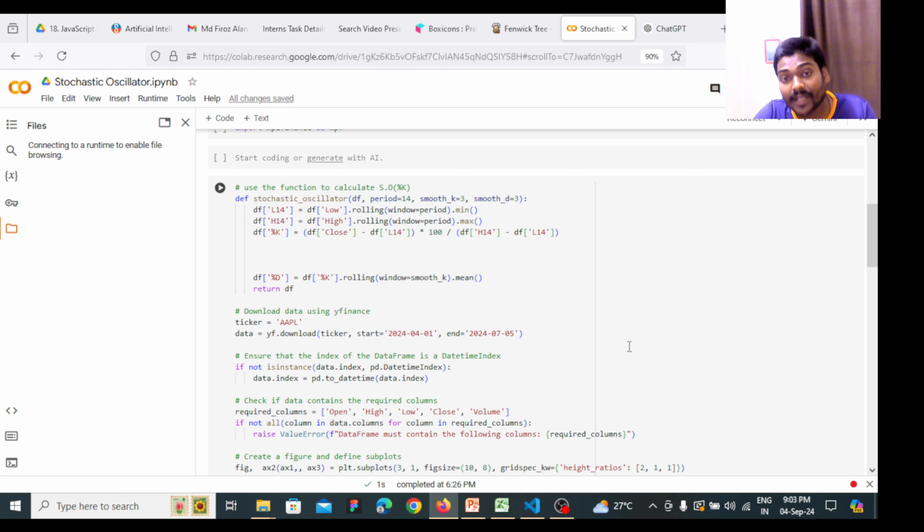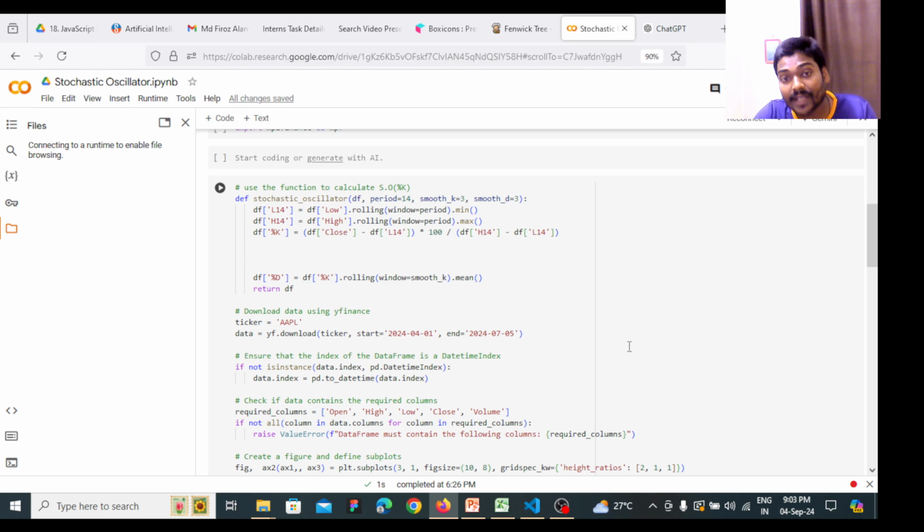Apply the stochastic oscillator function, data equals stochastic oscillator of data, and plot the candlestick chart. mpf.plot with type equal to candlestick, ax equal to ax1, volume equal to ax2, show non trading equal to true, style equal to charles. Then plot the stochastic oscillator on ax3, ax3.plot of data percent K. This is plotting the candlestick chart, another is plotting the volume chart, and the oscillator chart.